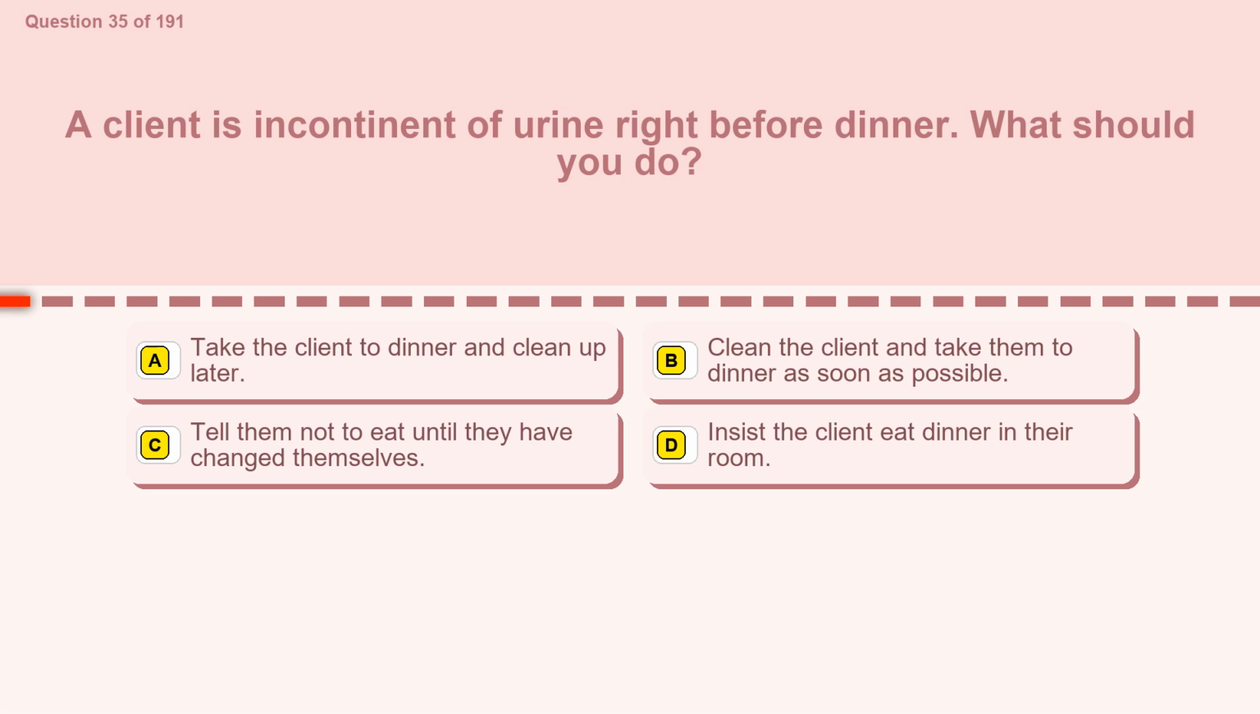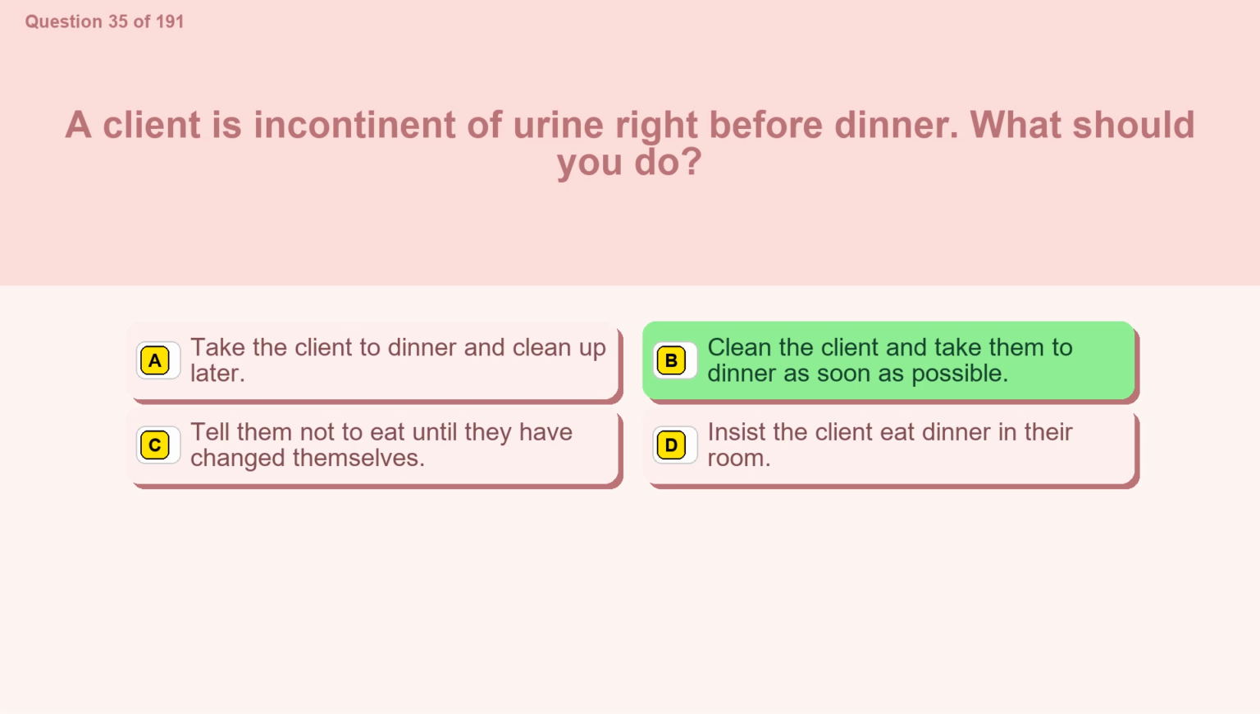Question 35. A client is incontinent of urine right before dinner. What should you do? Option A. Take the client to dinner and clean up later. Option B. Clean the client and take them to dinner as soon as possible. Option C. Tell them not to eat until they have changed themselves. Option D. Insist the client eat dinner in their room.